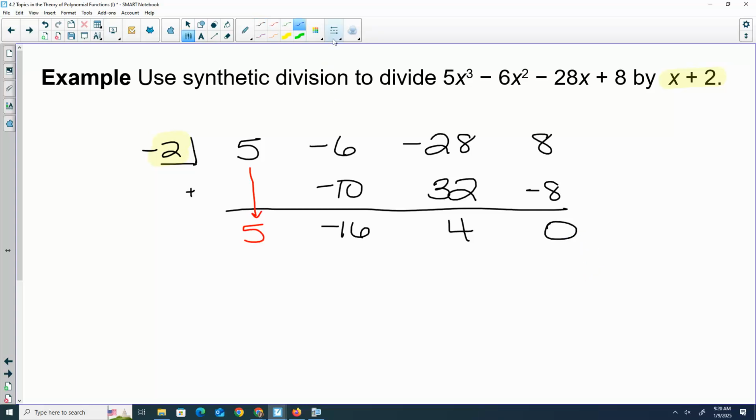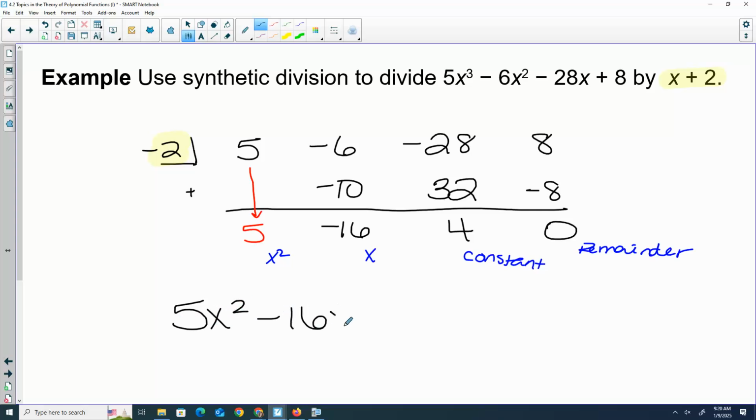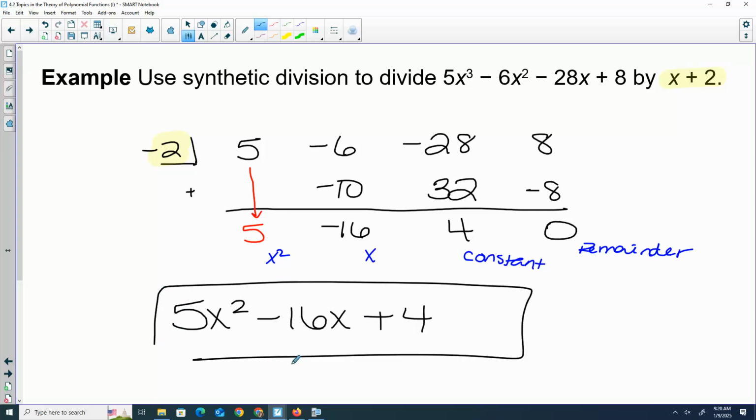Once you get to the end, this last number represents the remainder. This is my constant. And then it's increasing powers of x. So it would be x and x squared. So my answer is 5x squared minus 16x plus 4. Since my remainder is 0, we just leave that off. Any questions on that? Do you remember doing that before?